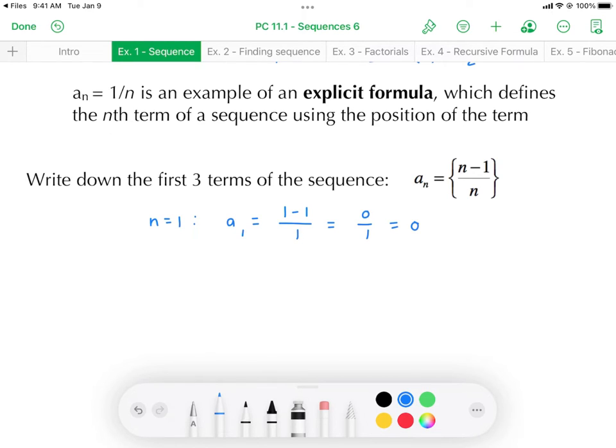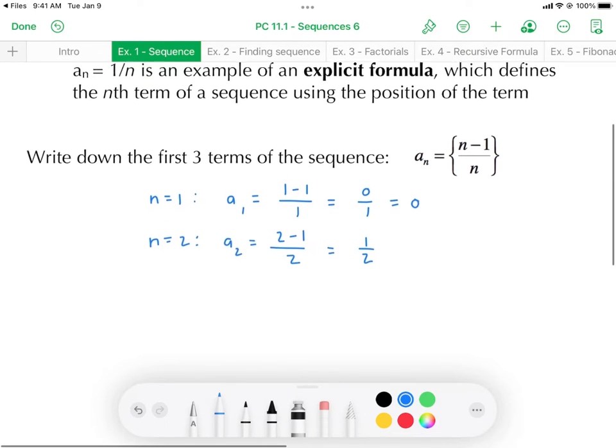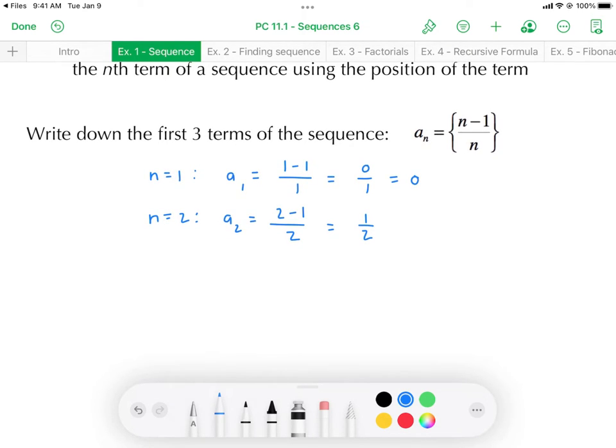If I want the second term, that's when n is 2. That would be represented by the notation a sub 2. So plug a 2 in for n, that's 2 minus 1 over 2, results in a 1/2. And for the third term, n would be 3. It's represented with the notation a sub 3. This would be 3 minus 1 over 3, or 2/3.